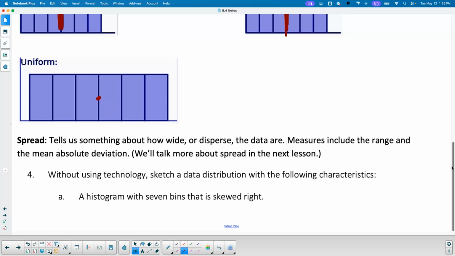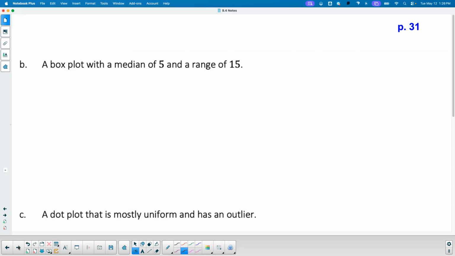So, what I want you to do now is we'll skip number 4, but let's go. We're not using technology here now, so you've got to pick up a pencil. For 4B, you're literally just making one up. You're making me a box plot with a median of 5 and a range of 15. Draw me a picture of a box plot, labeled, with a median of 5 and a range of 15.